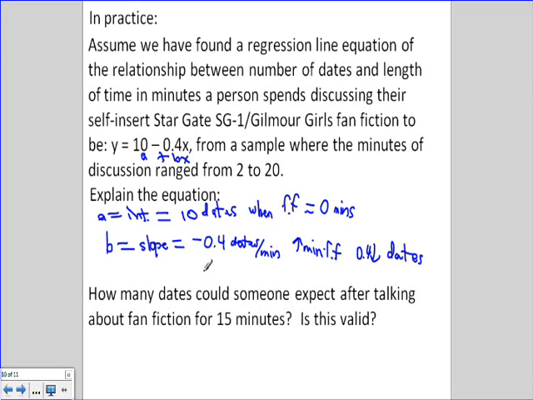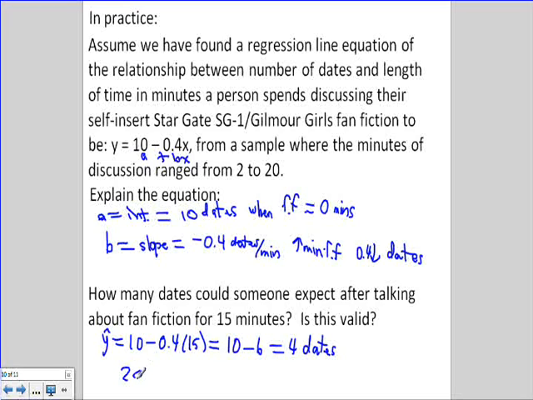Now, how many dates could someone expect after talking about fan fiction for 15 minutes? Is this valid? So we know y is equal to 10 minus 0.4 times x. And in this case, it's y hat, because we're estimating, times 15. 0.4 times 15 is 6. 10 minus 6 is 4. 4 dates. Now, is this valid? So we're estimating for 15. 15 is within 2 and 20. It's within the range of observed values, so we could say it is valid.